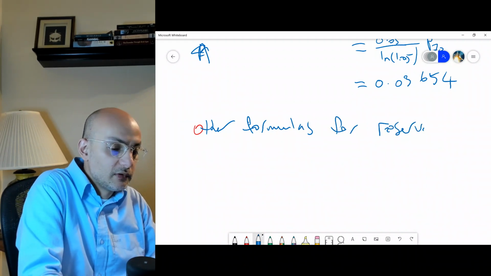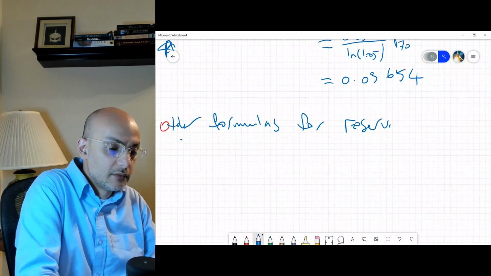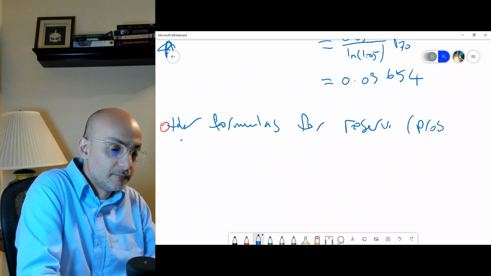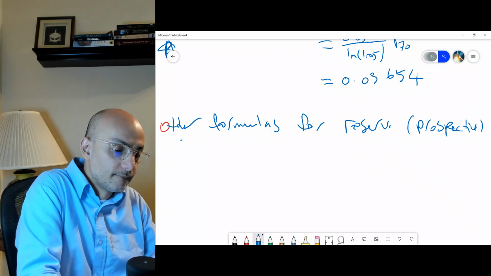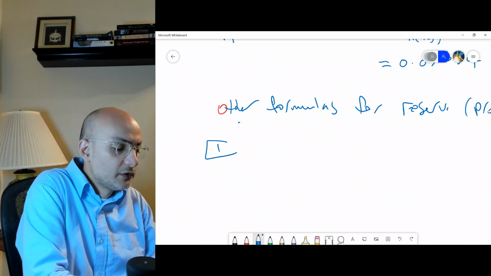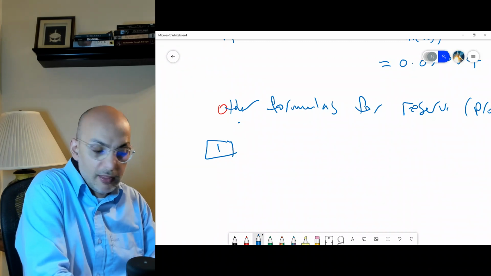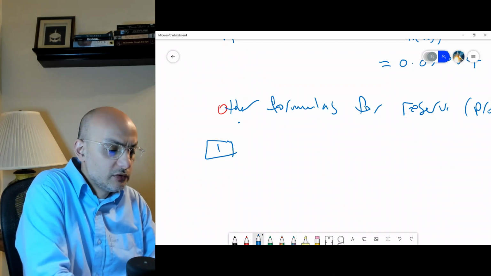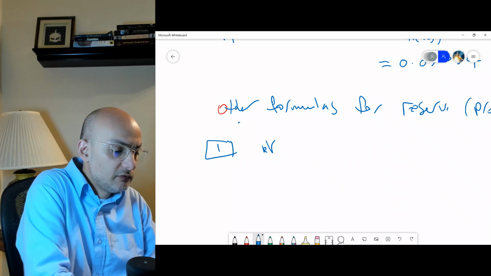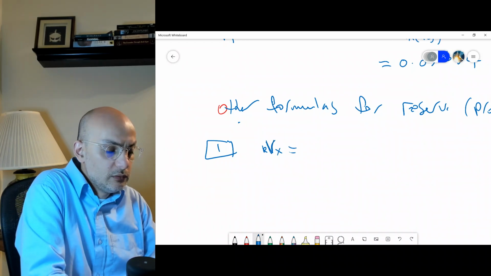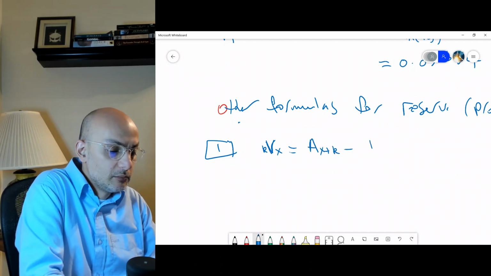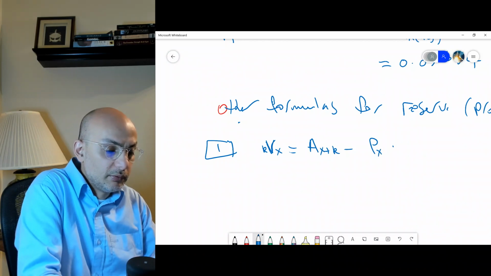For reserve, remember, this is the prospective reserve. The first one, for the discrete case, we looked at the one we use for calculation, right? We used it to calculate kVx, we said we use this one, right? A(x+k) minus P, but at time of x, multiplied by ä(x+k).